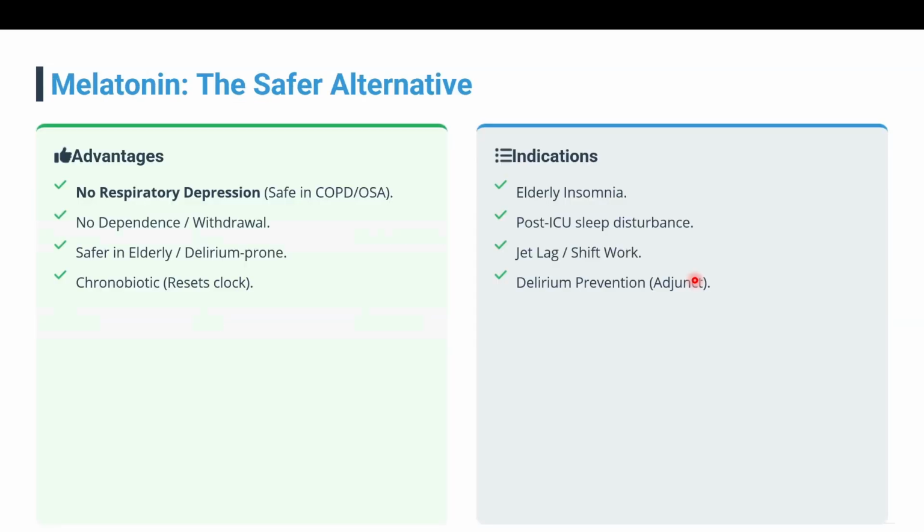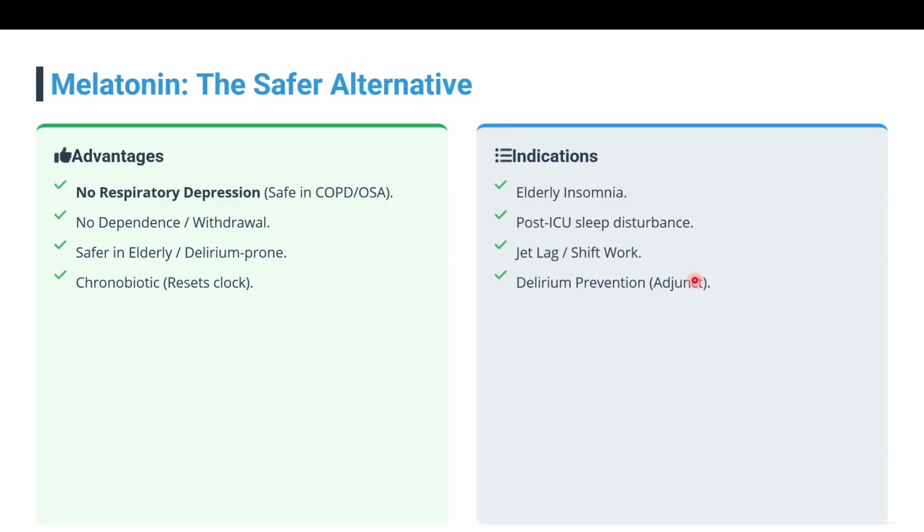Now melatonin, we'll discuss it shortly. It is an endogenous hormone synthesized in the pineal gland. It is a normally produced hormone in the human body. It is regulated by the suprachiasmatic nucleus. It promotes sleep initiation and regulates circadian rhythm. So it is pharmacologically extracted and used as a chronobiotic, that is, it resets the circadian clock and also acts as a mild hypnotic.